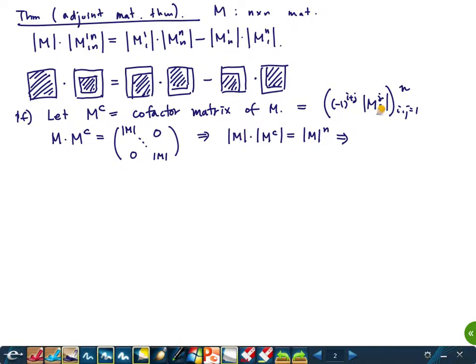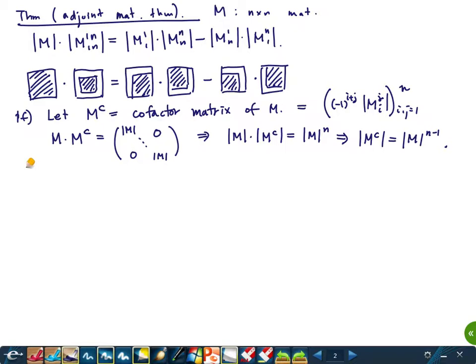Think of this as a polynomial in the entries there. So it's not going to be 0. So we can divide this by this. So we know what the determinant of this cofactor matrix is. Okay? Any questions so far? Okay, so far, so good.